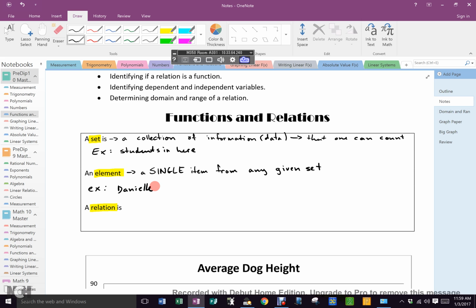All right, so, okay, now, a relation, now this is key, is any association of elements from one set to another. So keeping with this example we have here, the sets are students in the room, yes? Next door, there is another set, yes? Because there's students in there and there's a teacher in there. Are you with me? Okay.